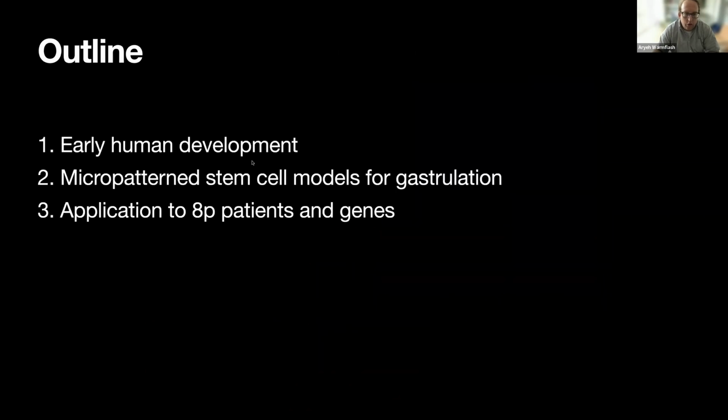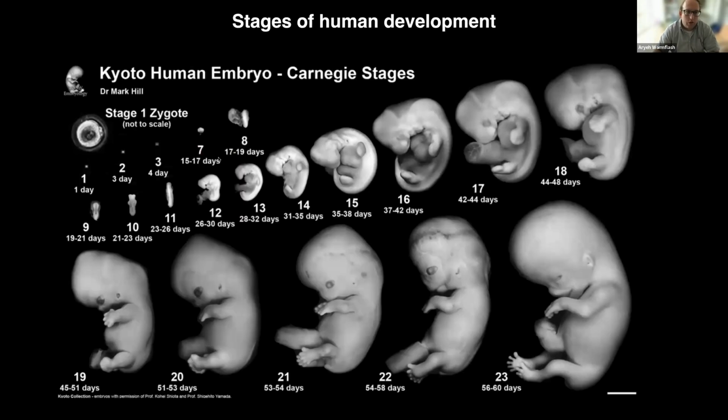Okay, so I'm going to do this in 3 parts. So I'm going to give some background on early human development that serves as the background for what we study. And then I'm going to talk about these micropattern stem cell models that we've designed to study an early process in development known as gastrulation. And then at the end, I'm going to tell you about some of our early results applying these systems both to patient-derived cell lines from AP patients as well as to genes that we can modify in the lab that exist on chromosome 8p.